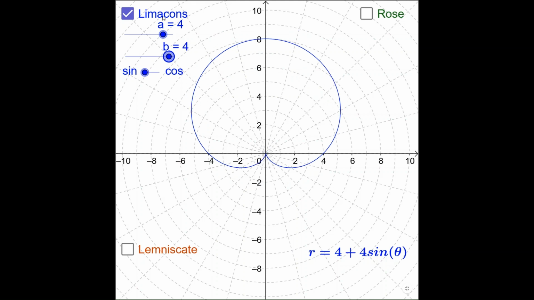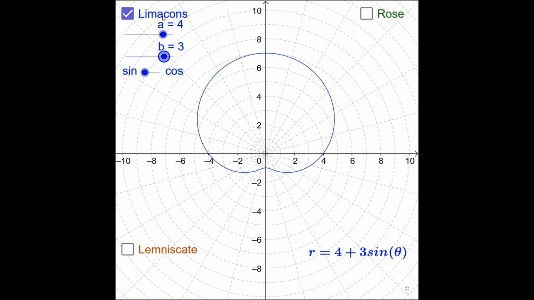And if we had 4 plus 3 sine of theta, notice, again, it looks kind of like a circle, but the bottom edge of that circle has been pushed up and inward a little bit. And so that's where we get to see that dimple a little bit more. Basically, the dimple is trying to be the cardioid. It's trying to reach up to the origin, but just not quite make it. So that's what that dimple looks like.